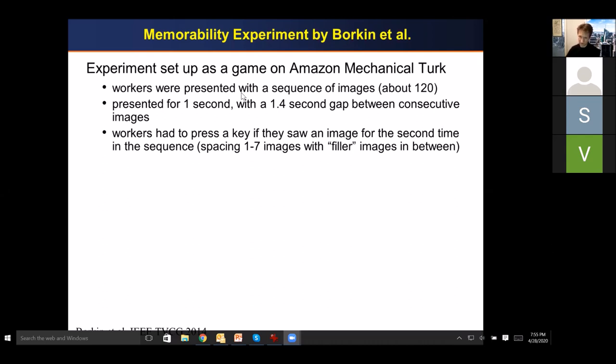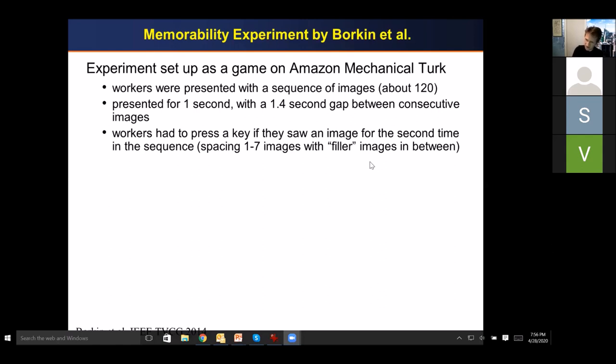Basically these workers, called Turkers, were presented with a sequence of about 120 images. You looked at one image at a time, so you can do this on a smartphone, presented for 1 second, and there was a 1.4 second gap between consecutive images. You look at one image for 1 second, then there's a blank screen, and then the next one comes. Workers had to press a key when they saw an image for the second time in the sequence, okay?